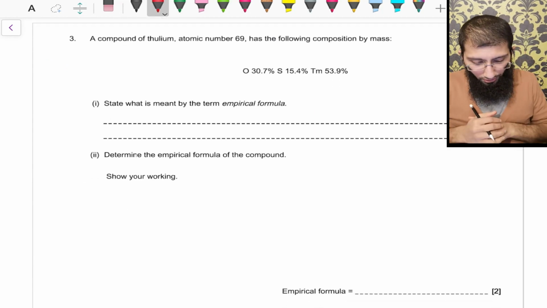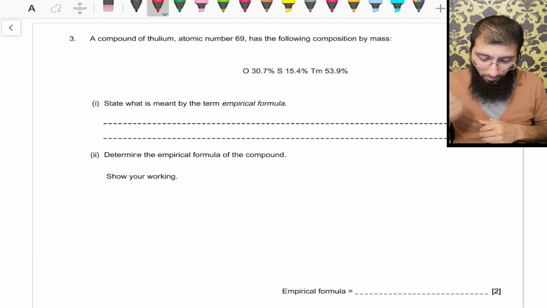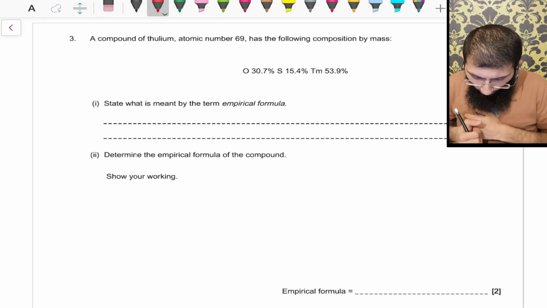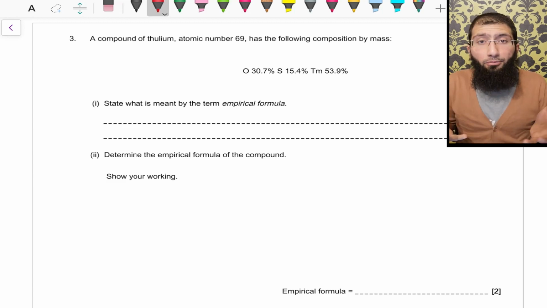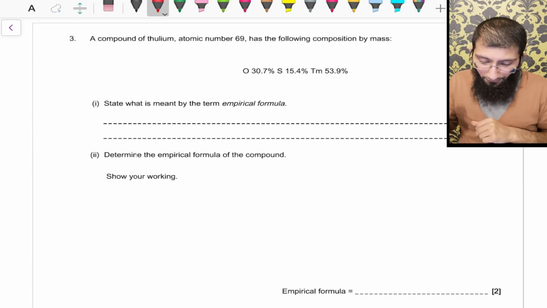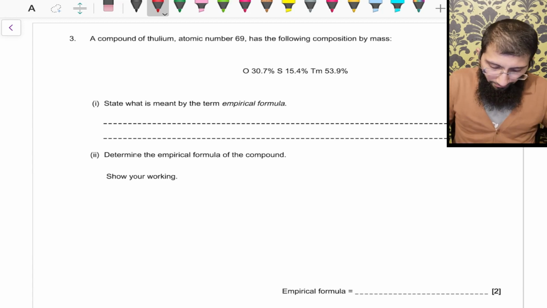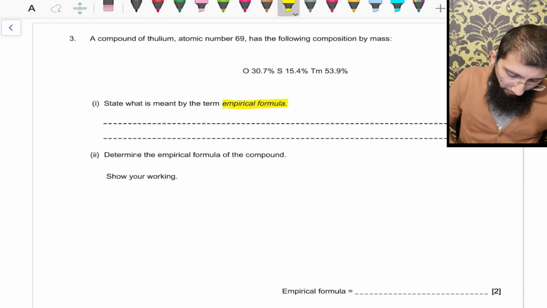This time you're told that you've got a compound of thulium, atomic number 69, that's quite useful, has the following composition by mass. So you've got 30.7% of oxygen, 15.4% of sulfur, and you've been given 53.9% of thulium. State what is meant by the term empirical formula.